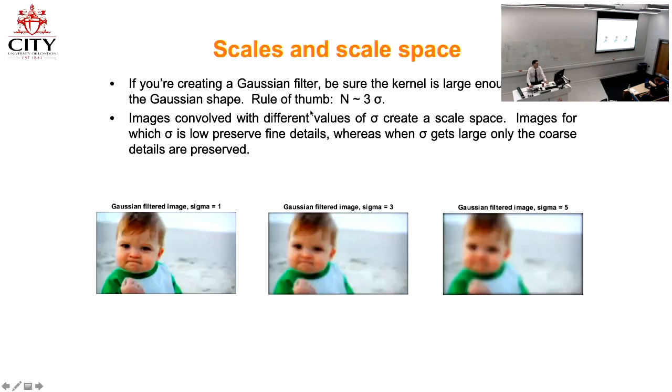Generally for blurring images, you go with the rule of thumb of n equals roughly 3 times sigma, where n is the size of your filter. Here I have a Gaussian filtered image with sigma 1, with sigma 3, and with sigma 5. You see the higher the sigma, the more blurring you get. It's very simple. You can blur your images, and it keeps the general structure of the image, but it makes it less sharp.